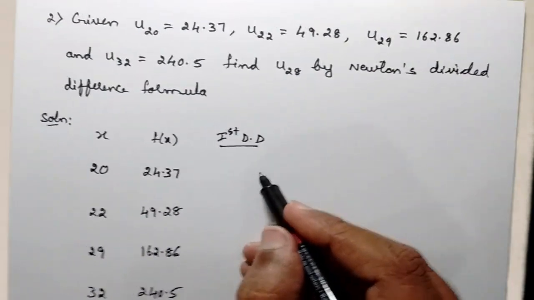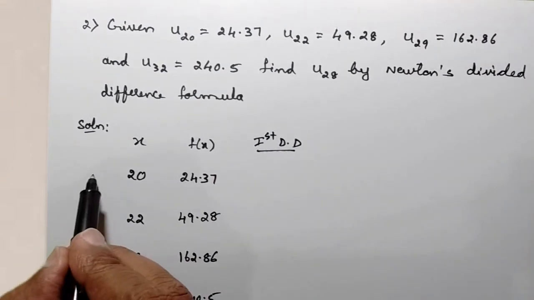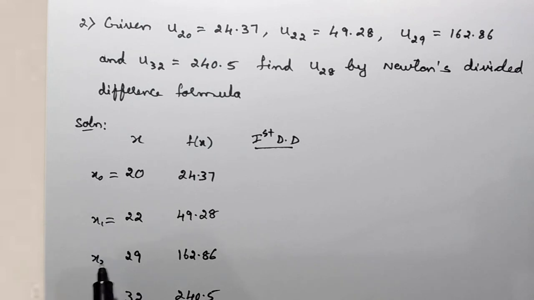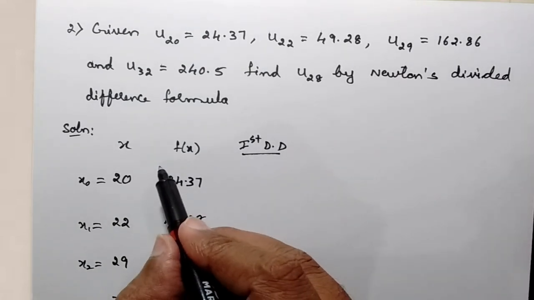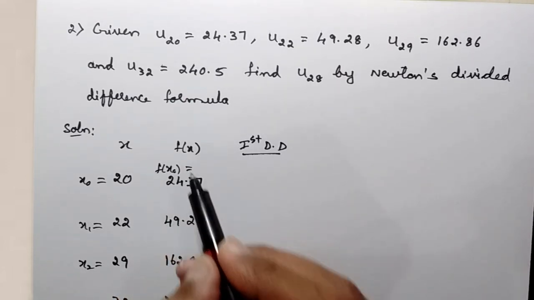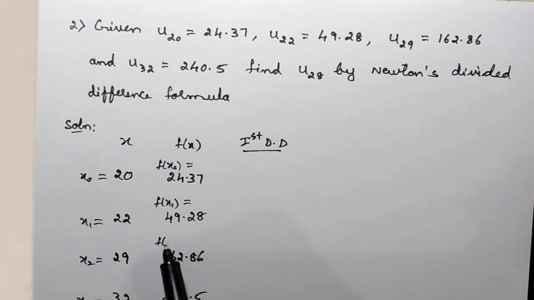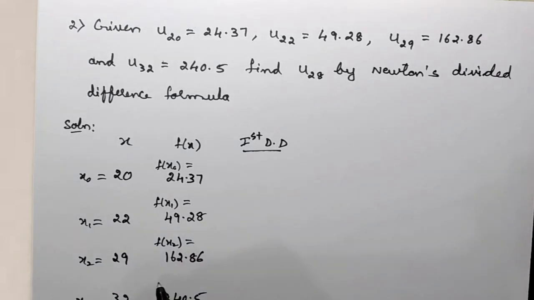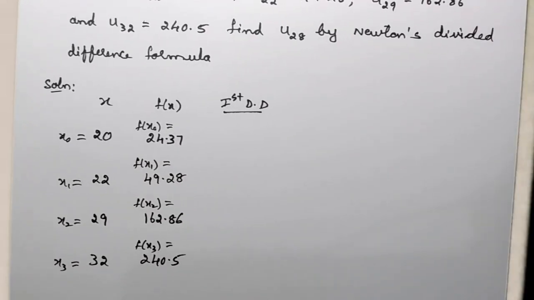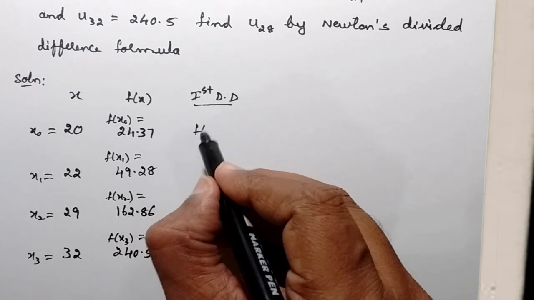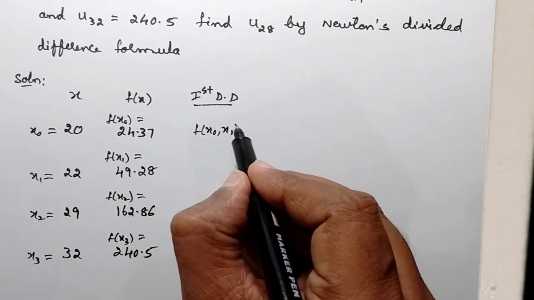So first divided difference, for that we should know what are these values. This is x naught value, this is your x1 value, this is your x2 value, and this is your x3 value. So corresponding value, this is your f of x naught value, this is f of x1 value, this is f of x2 value, and this is f of x3 value, right? Now coming to the first divided difference is written as f of x0 comma x1.